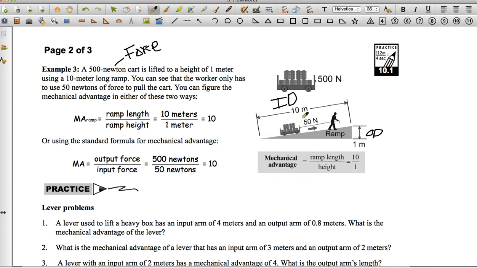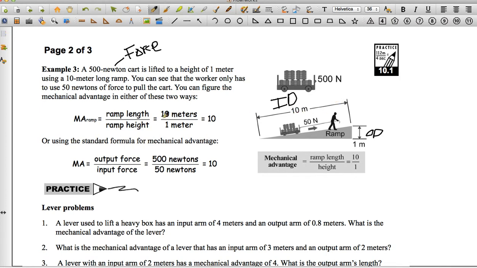So we could already look at it and go ID over OD. Okay, so input distance divided by output distance, 10 divided by 1 gives me a mechanical advantage of 10. So this is what you just did in the previous video and on the previous problems and what we worked on a little bit the other day when you were looking at the levers on that gizmo with the kids, the balancing act, okay?